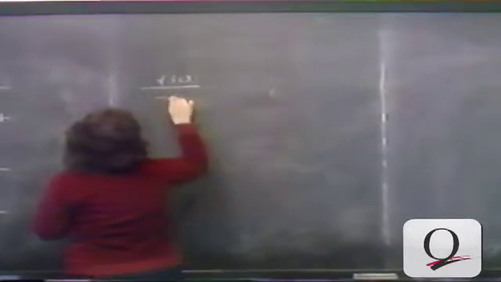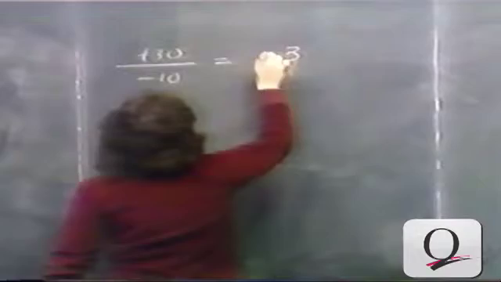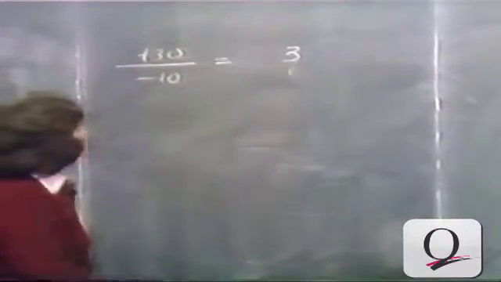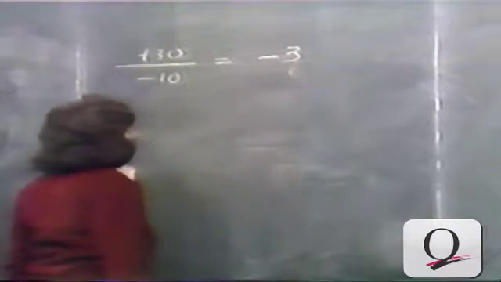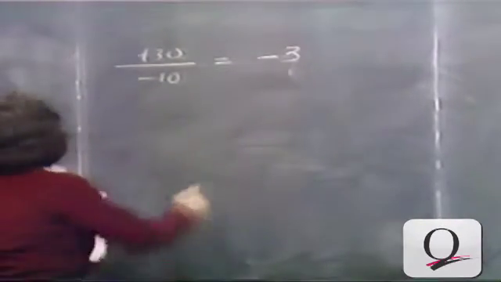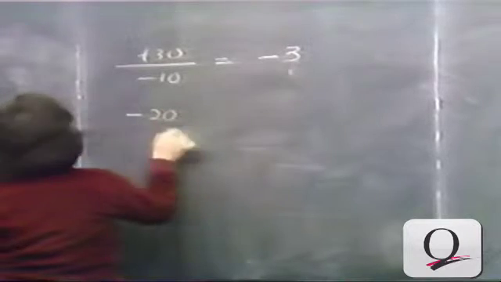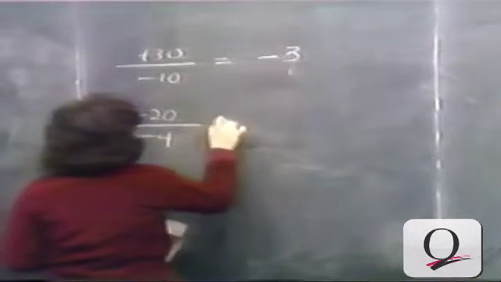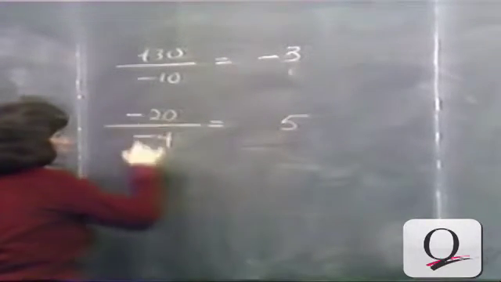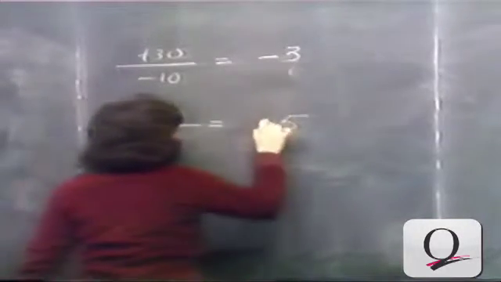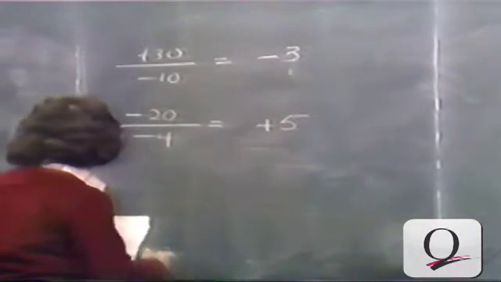Let's try some more examples using this rule for division. Plus 30 divided by minus 10. We ignore the signs. 30 divided by 10 would be 3. And then since it's a positive over a negative, the signs were different. The answer is negative, negative 3. Minus 20 divided by minus 4. We ignore the signs. 20 divided by 4 is 5. And since they were two negatives, like signs, the answer is positive, positive 5.